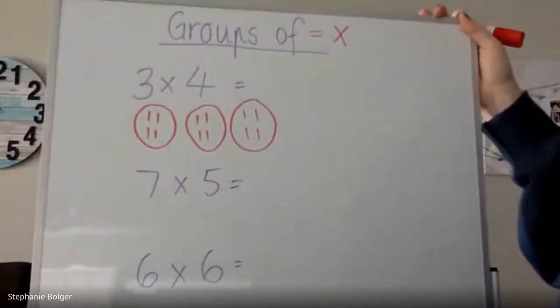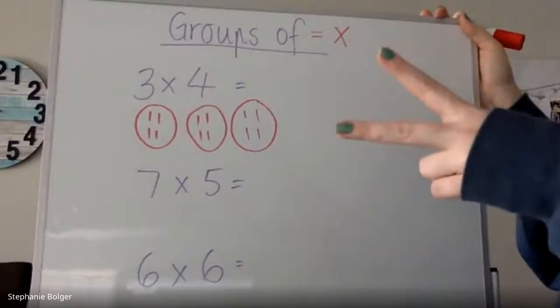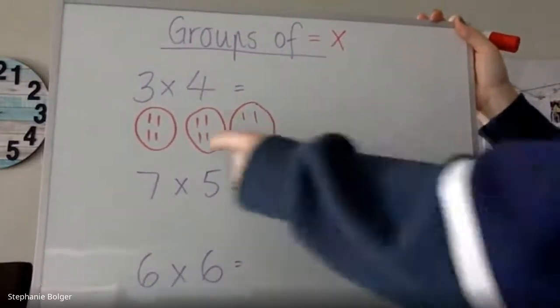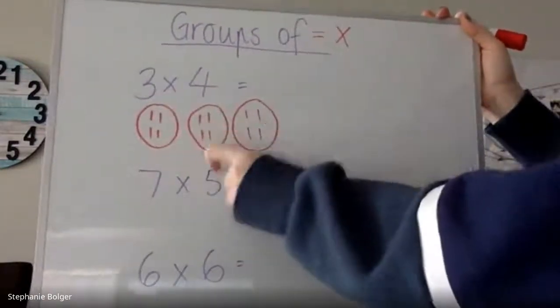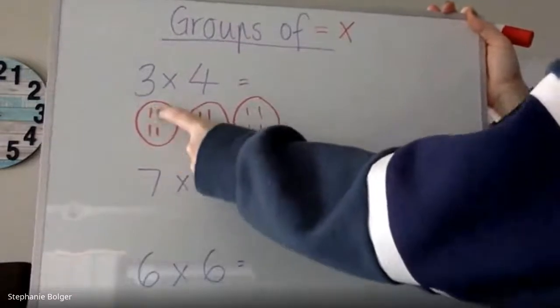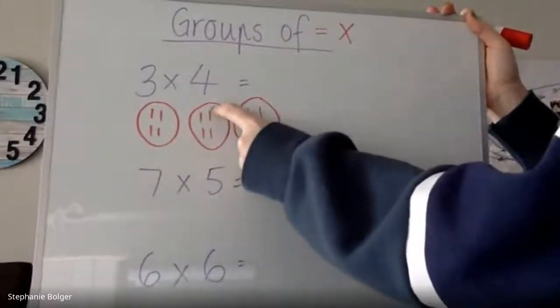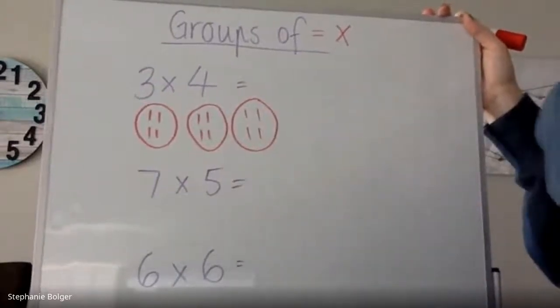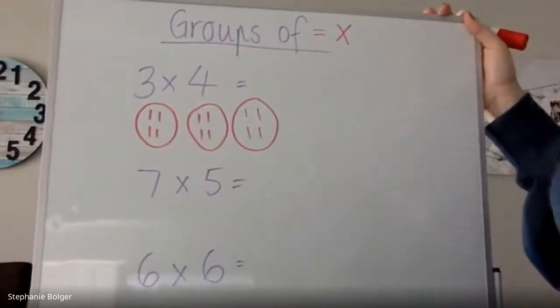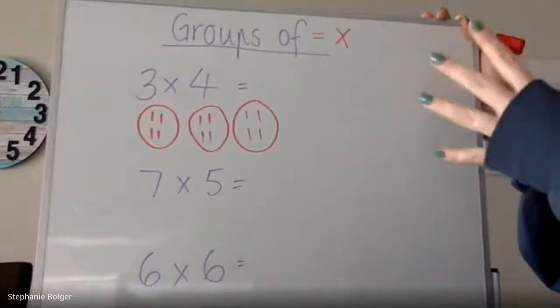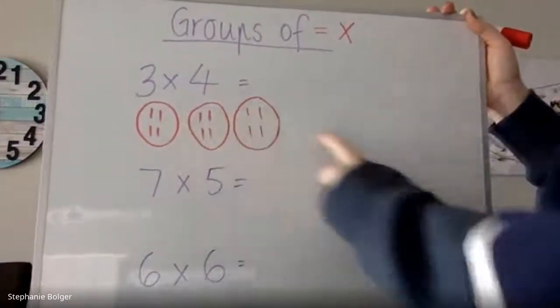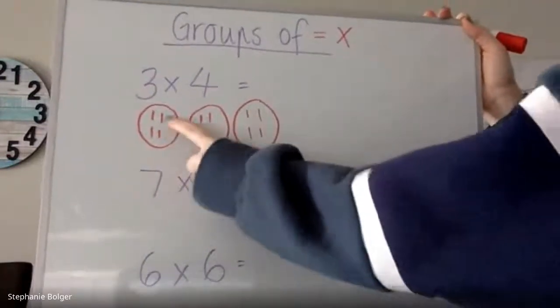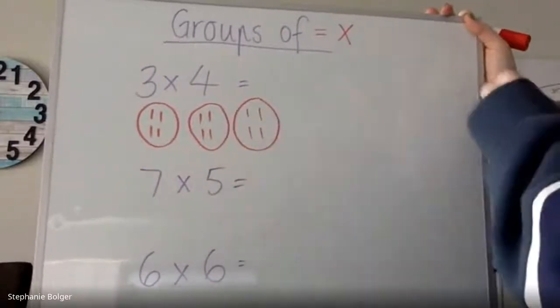There are 2 ways now we can count to find the answer. We can count each line individually like this. 1, 2, 3, 4, 5, 6, 7, 8, 9, 10, 11, 12. So you can count by ones. If you know how to count by fours, that'd be good because we've got 4 in each group. So you can go 4, 8, 12.